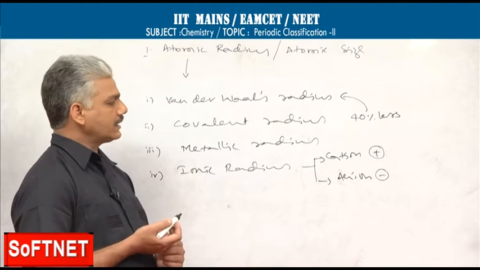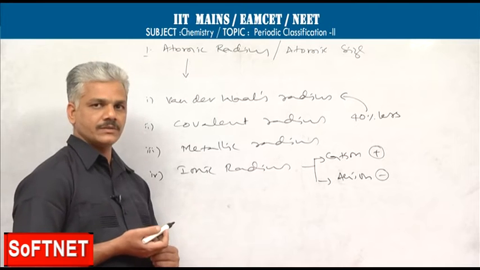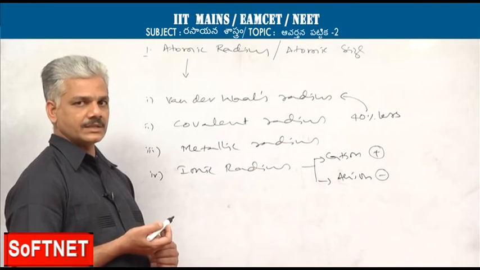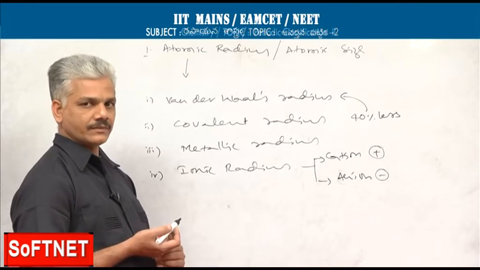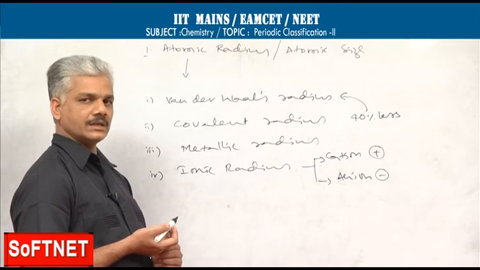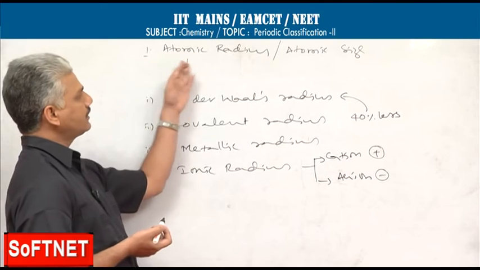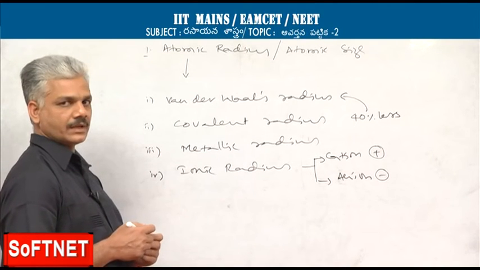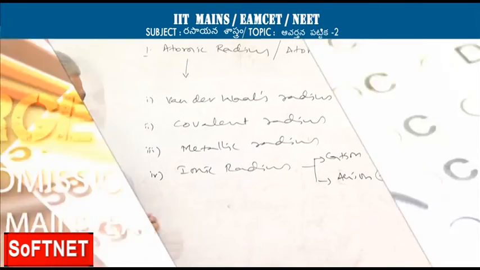In general, in case of isoelectronic species, with increase in the magnitude of positive charge, cationic radius proportionately decreases, and in case of anions, with increase in the magnitude of negative charge, anionic radius proportionately increases. So, this is the first periodic property: atomic radius, types of atomic radius and their variation in the periodic table.